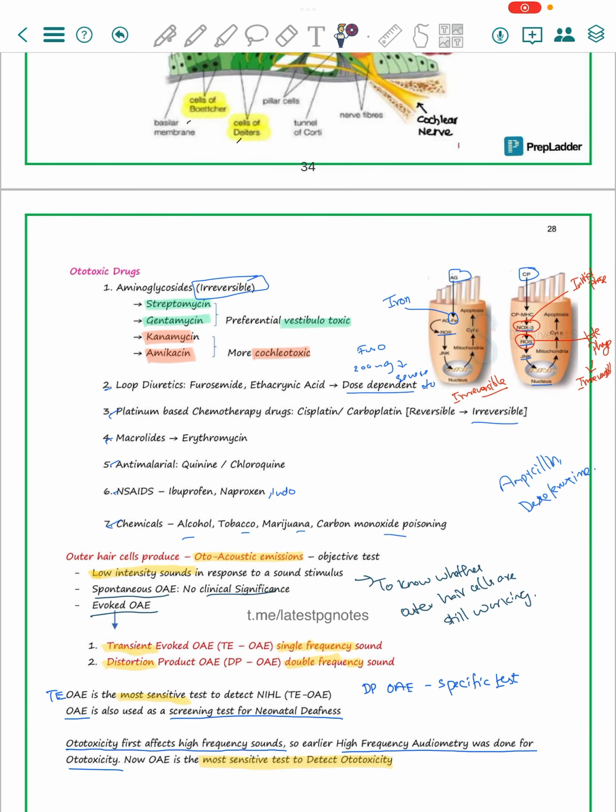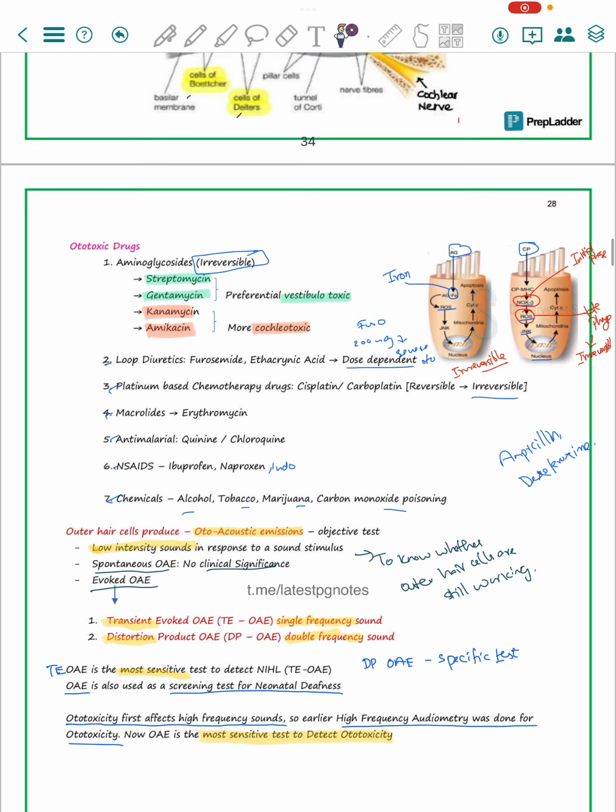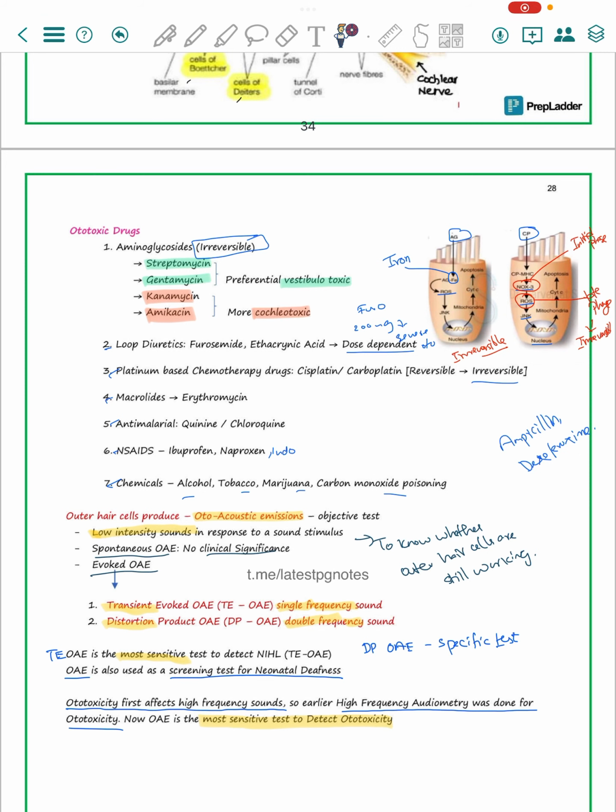Other drugs include macrolides like erythromycin, antimalarials like chloroquine, hydroxychloroquine, and quinine, and NSAIDs like ibuprofen and naproxen. Then chemicals like alcohol, tobacco, marijuana, and carbon monoxide also cause ototoxicity. Then other miscellaneous drugs like ampicillin and dextroamphetamine.